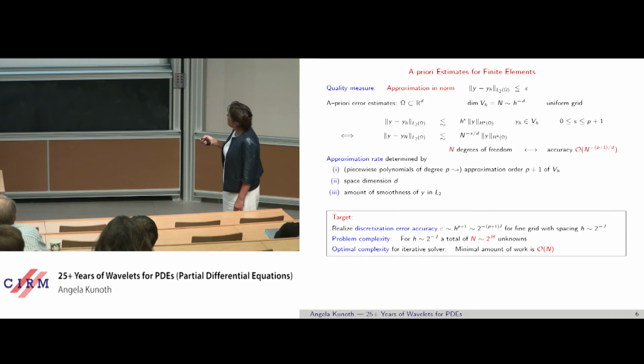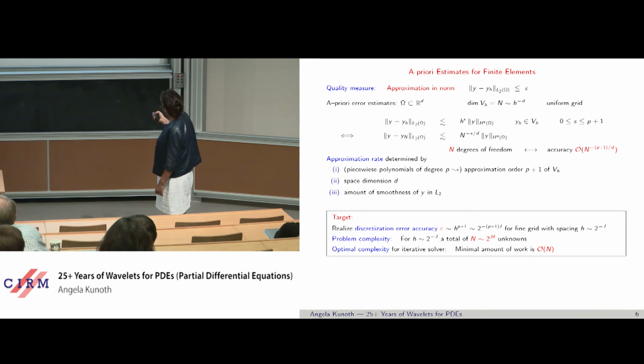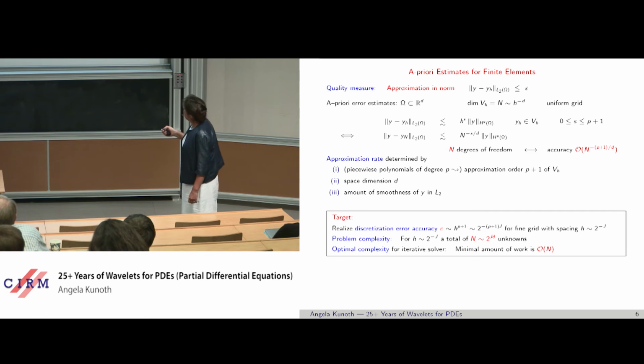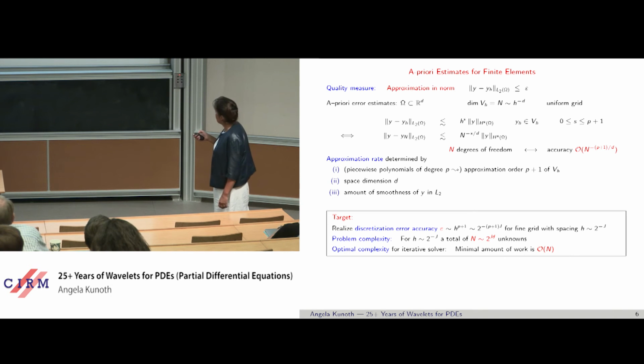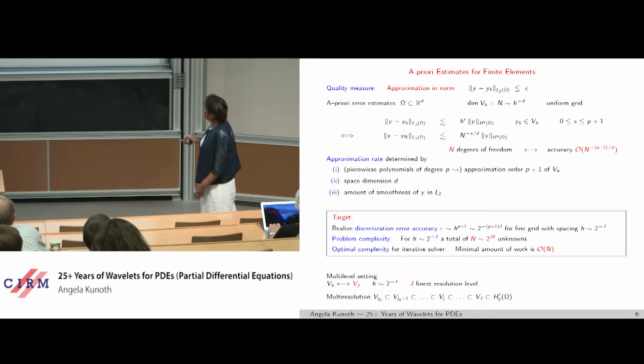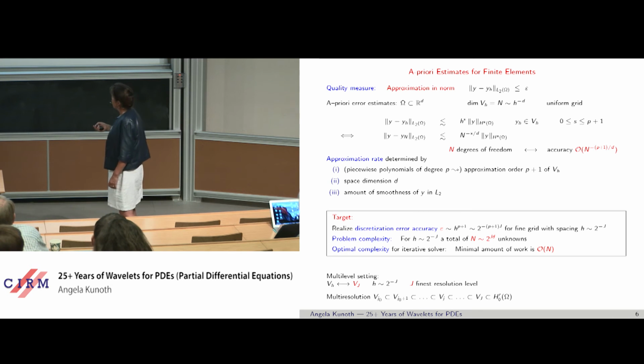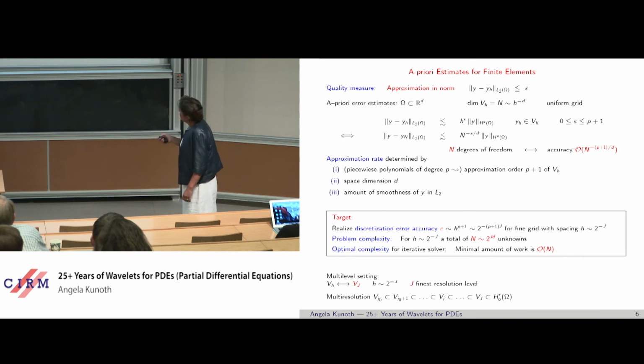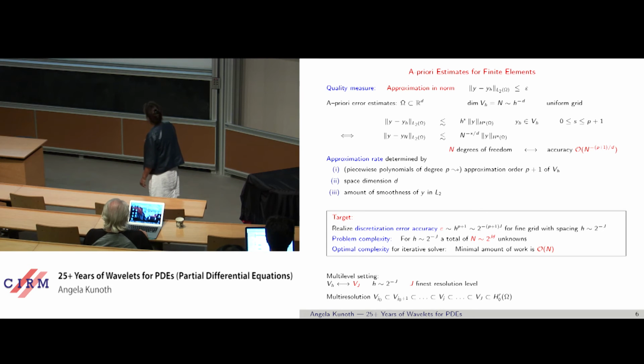So the target is then to realize this discretization error accuracy for a fine grid with this spacing h equal to, let's say, 2 to the minus capital J. The problem complexity in d dimensions, I have 2 to the Jd unknowns, and the optimal complexity for an iterative solver is then capital O of n, so proportional to the amount of unknowns. So people have been doing that, of course, for, I don't know, 20, 30 years. But if you now go to a multi-level setting, then you can solve some of the problems that I had on the previous slide.